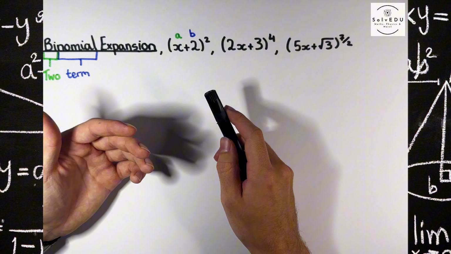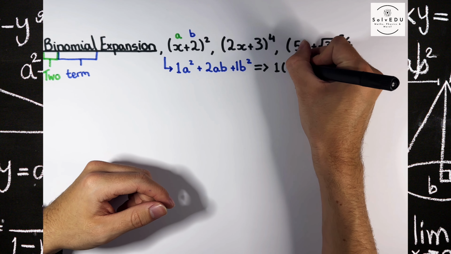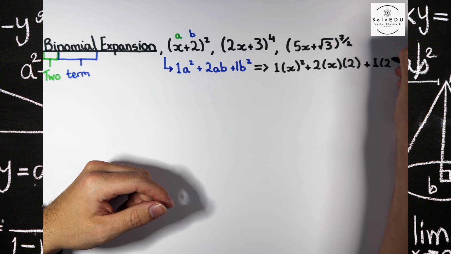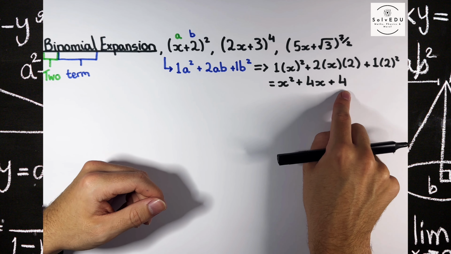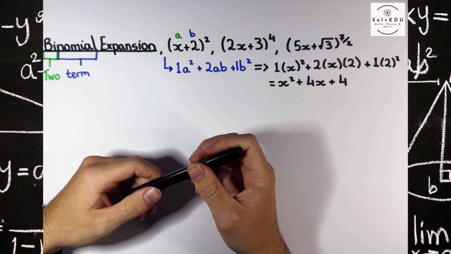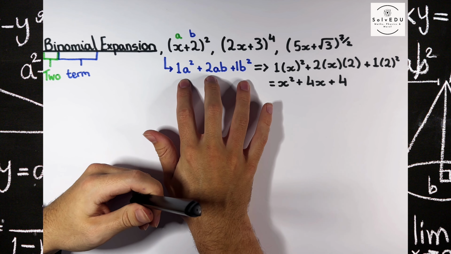But I'll just work it through for you so you know that this is absolutely correct. Have a go at working it through yourself, whatever way you'd prefer. And if you did work it through, hopefully you got x squared plus 4x plus 4. Now, binomial expansion is this in a nutshell.